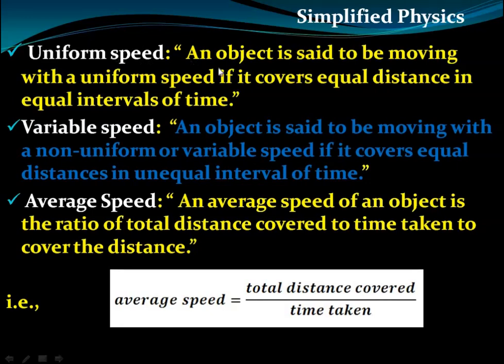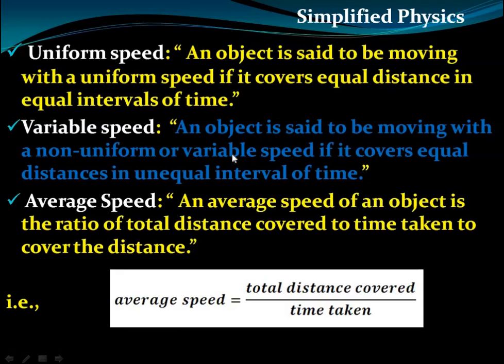Let's see another term related to the speed. Uniform speed. What does uniform speed mean? An object is said to be moving at a uniform speed if it covers equal distance in equal intervals of time. That means in the first second, if its speed is 5 meters per second, after another 1 second it will again be 5 meters per second. In the third second as well 5 meters per second. In the fourth second it will be 5 meters per second. Such a body is said to be in uniform speed.